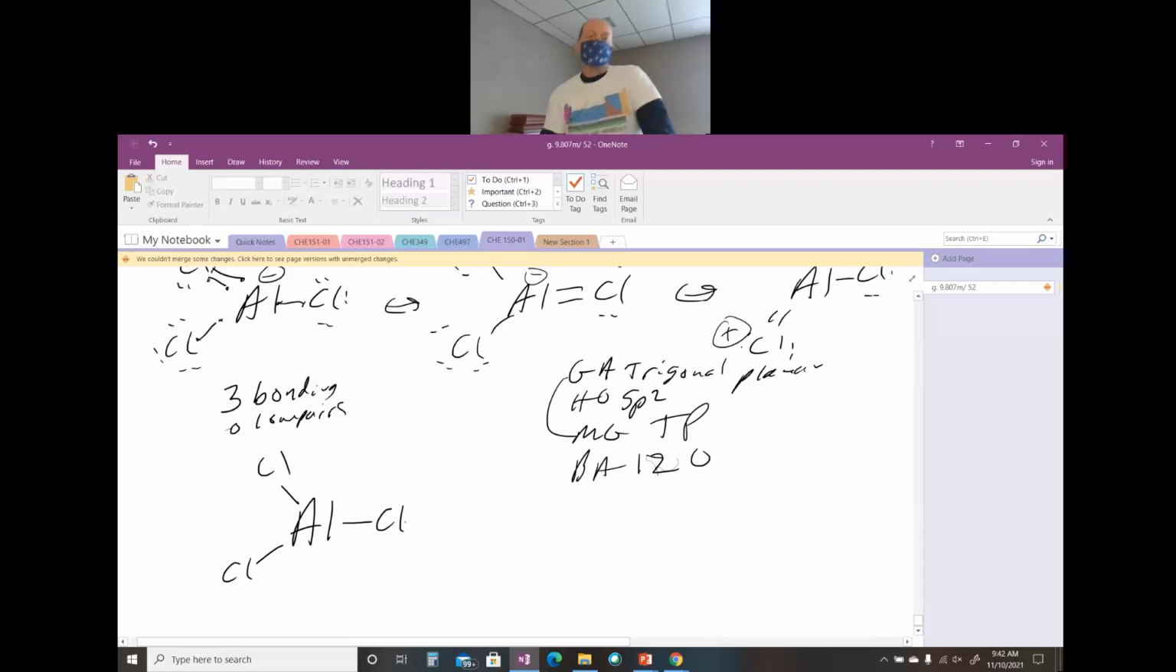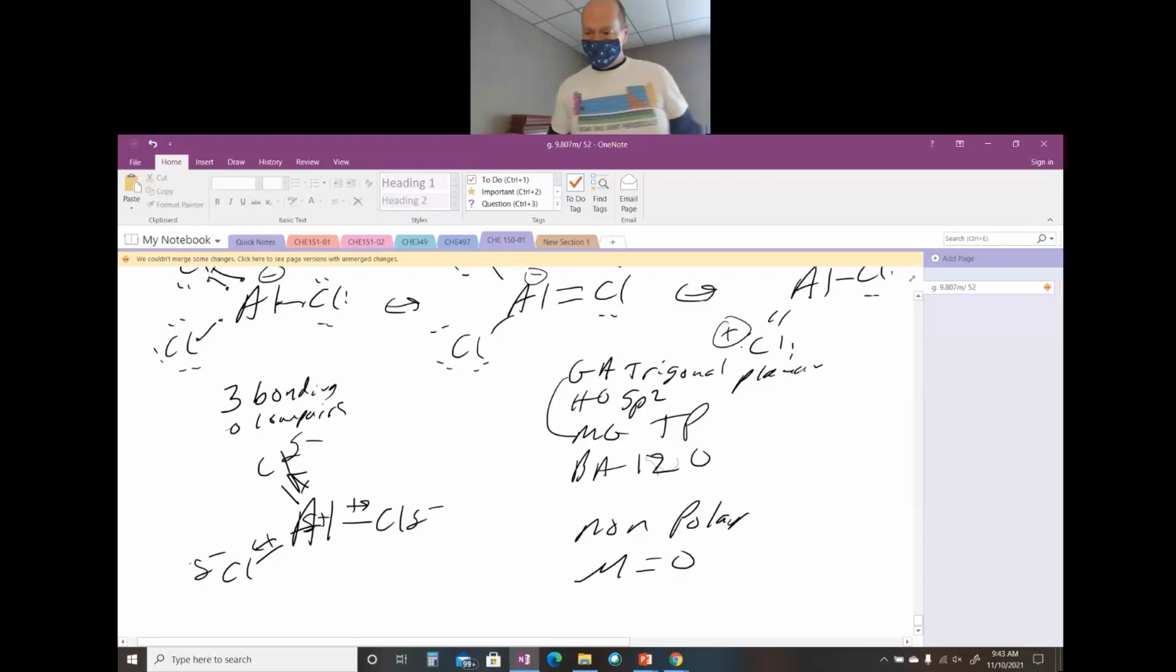Then your dipoles. So you would go out to the aluminum, to the aluminum, to the aluminum, or to the chlorines. They're all minus. They're all higher. All right, and so you see that this is completely symmetrical. And so everything that is symmetrical is going to have a dipole moment of 0. This is non-polar. So this is a non-polar, perfectly symmetrical molecule.